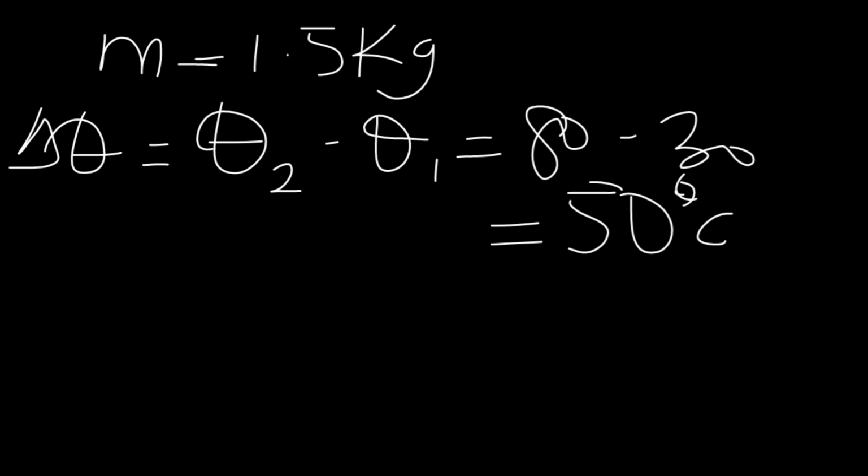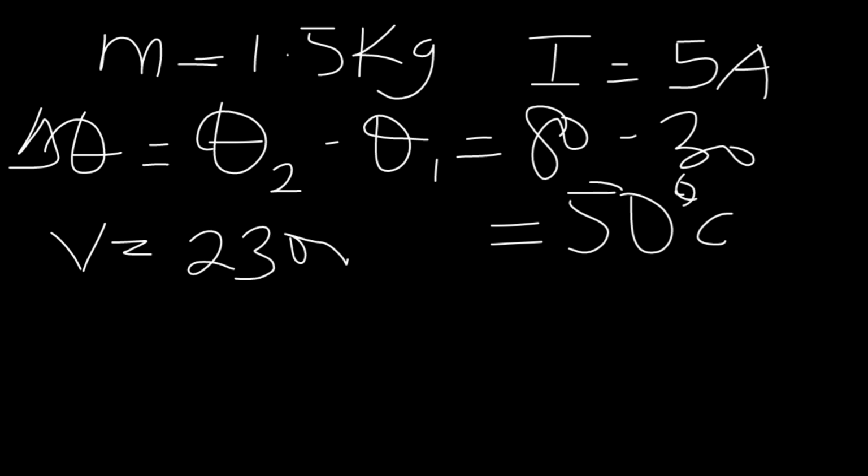They said using an electric kettle which is rated 5 ampere. So they gave us our current as 5 ampere, and what else? 230 volts. It gave us our voltage, that's 230 volts. Calculate the time taken to reach the final temperature, and they give us the specific heat capacity of water, which is a constant, c equals 4,200 joule per kilogram per Kelvin. So these are the parameters we are given.